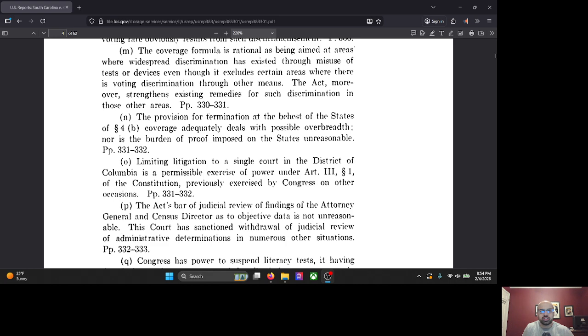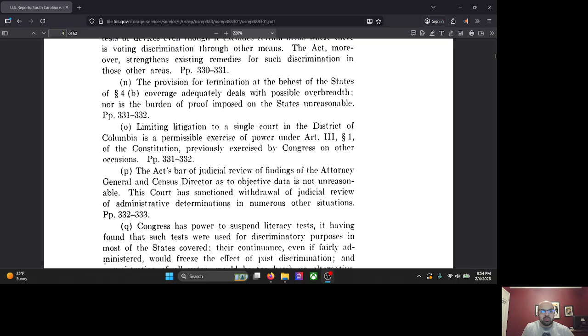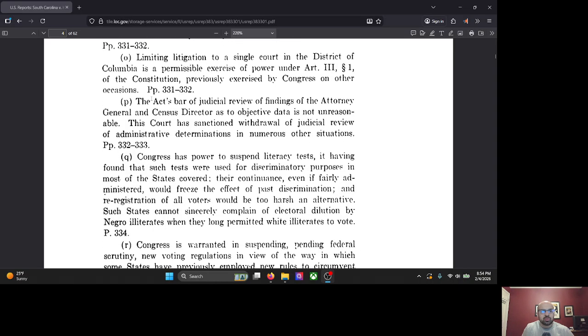The provision for termination at the behest of the states of subsection 4B coverage adequately deals with possible overbreadth, nor is the burden of proof imposed on the states unreasonable. Limiting litigation to a single court in the District of Columbia is a permissible exercise of power under Article 3, subsection 1 of the Constitution, previously exercised by Congress on other occasions. The Act's bar of judicial review of findings of the Attorney General and Census Director as to objective data is not unreasonable. The court has sanctioned withdrawal of judicial review of administrative determinations in numerous other situations.